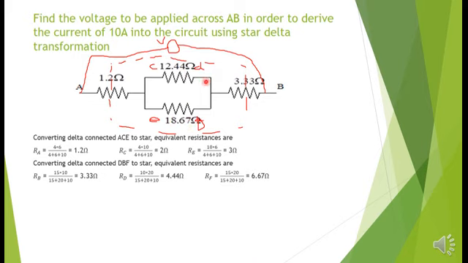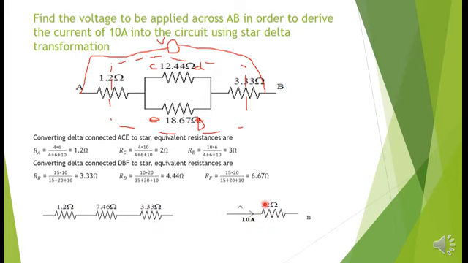Now the CD and EF are in parallel. These two elements are in parallel. So I will simplify this. So 12.44 into 18.67 divided by 12.44 plus 18.67. So it becomes 7.46 ohms. So the elements between A and B are 1.2 ohms, 7.46 ohms and 3.33 ohms. If I reduce by using a series connection of the passive elements, sum of all, it comes as 12 ohms.